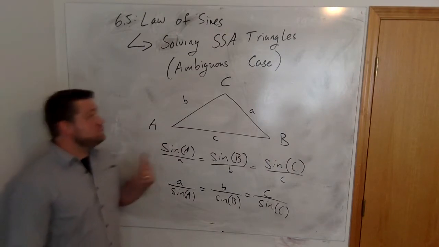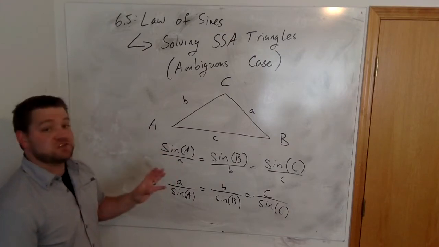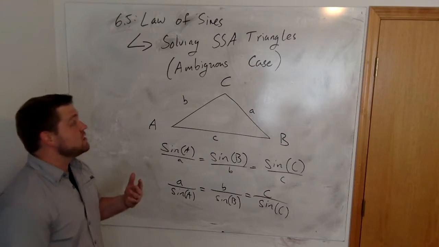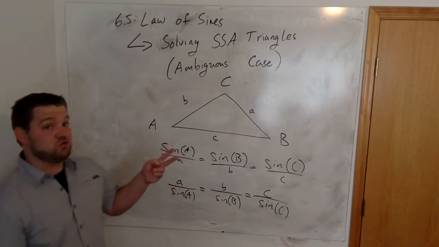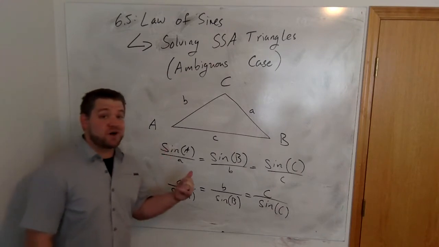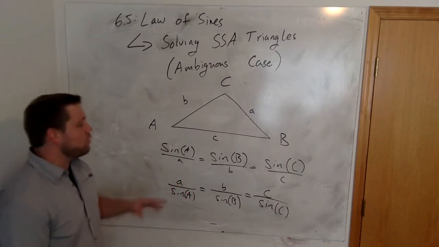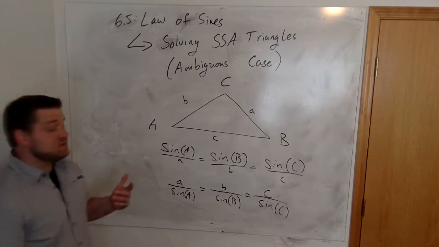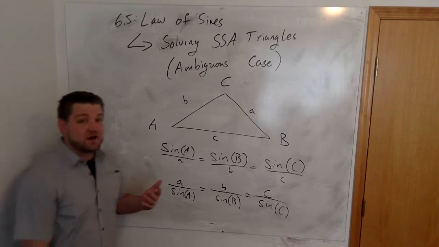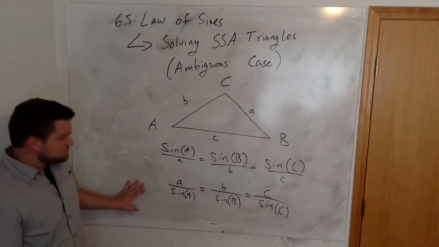Because if we are given two sides of a triangle and we're given an angle where the angle is not necessarily between those two sides, we could possibly get one of three situations. We could get two possible triangles, one possible triangle, or no possible triangle. And we'll go through all three of those cases. Okay, again, this is a situation where you'll be using the law of sines. So just as a quick reminder, this is what the law of sines says.